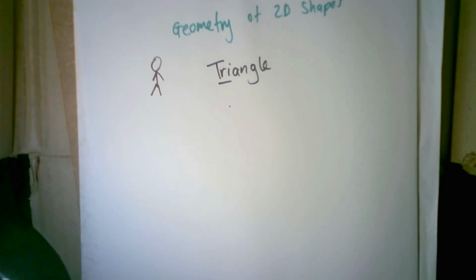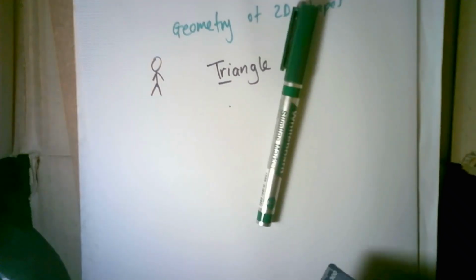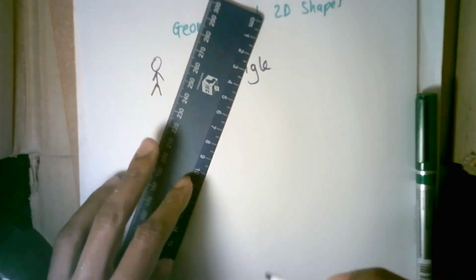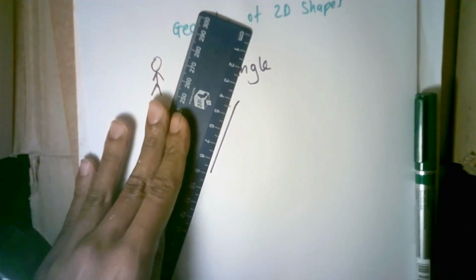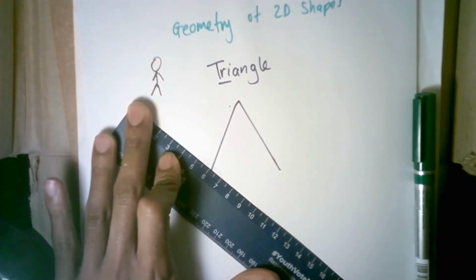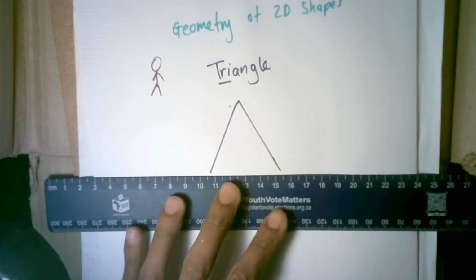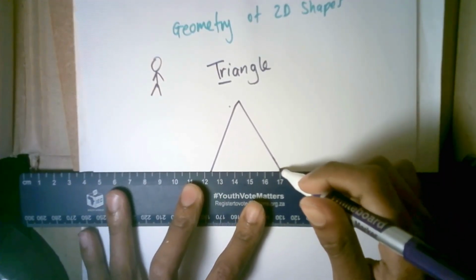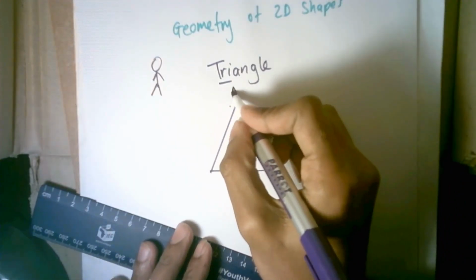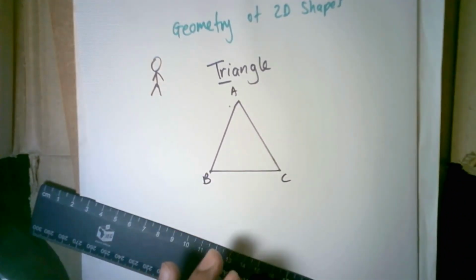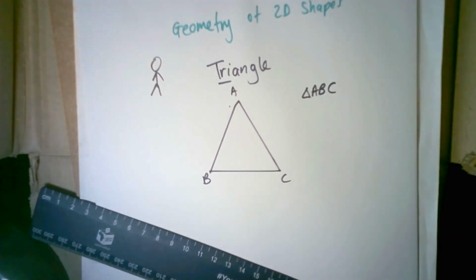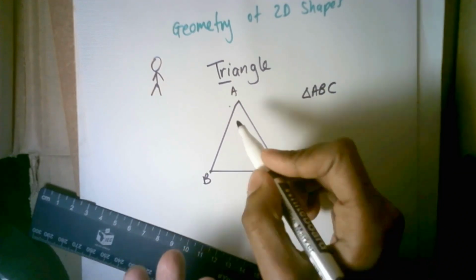Right, okay, I am back with a ruler. So a triangle has three sides, and as you can see, it forms three angles. And we name a triangle just like how you and I have a name. We name a triangle, for example, triangle ABC. So a triangle has three sides and three interior angles.